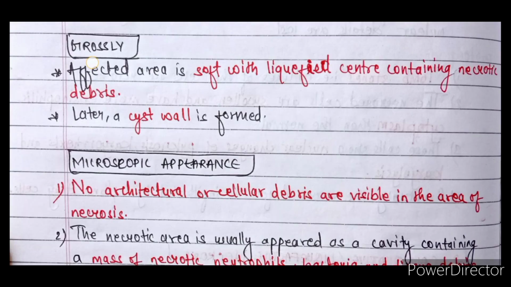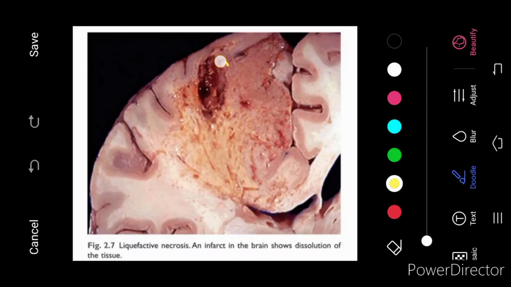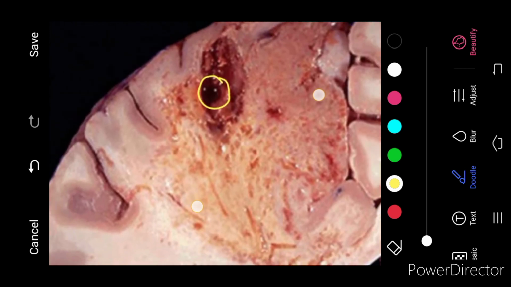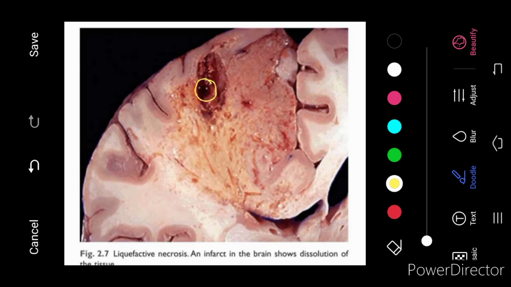In the gross view, in liquefactive necrosis, we can see the affected area is soft with a liquefied center containing necrotic debris. Later a cyst wall is formed. Now let's see this figure. So this is a brain and you can see here that this is a cyst, and inside the cyst, please appreciate liquid material here. So this is a liquefactive necrosis in brain.